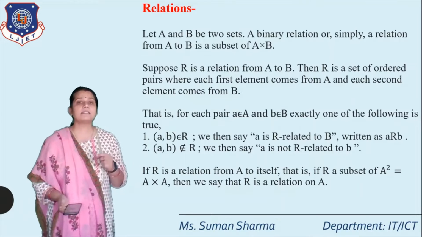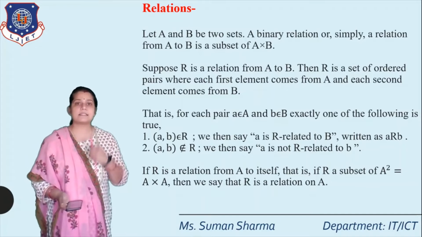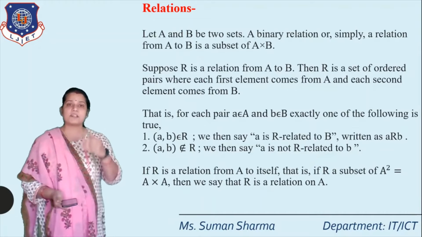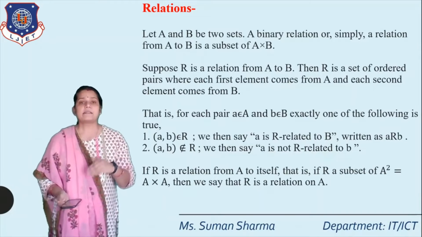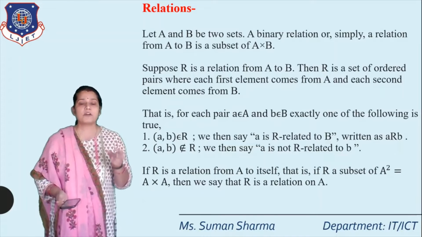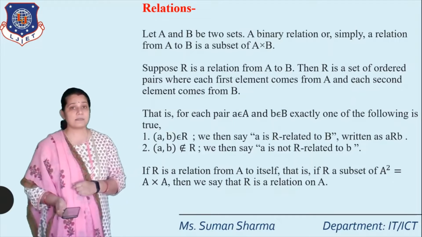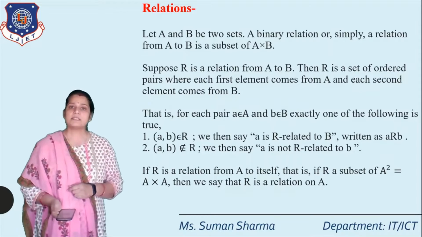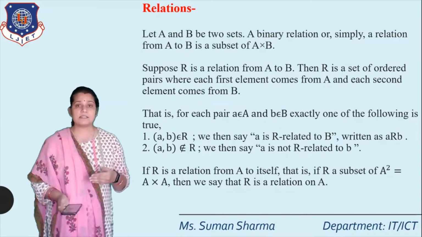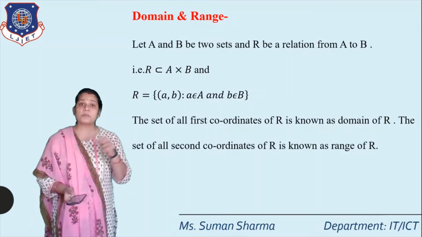Okay, so if R is a relation from A to itself, in this example we write two sets, A and B, with the first element from A and the second element from B. So if we write a relation from A to itself, that means A cross A. So if R is a subset of A squared, which is A cross A, then we can say that R is a relation on A. Okay, next is the domain and the range.